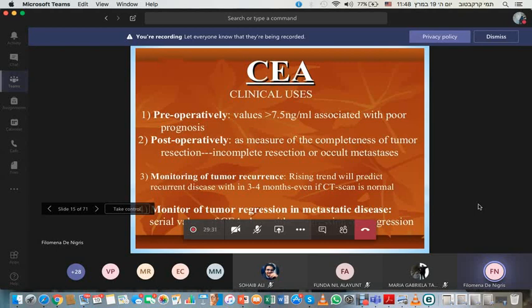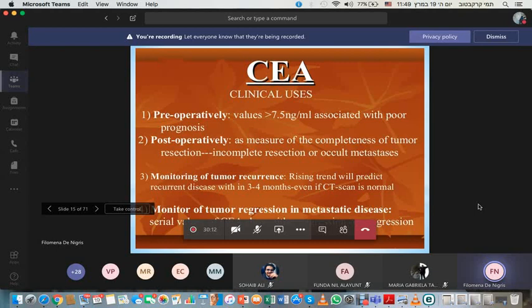CEA we can also use to monitor the disease. Before surgery, we can observe this increase of CEA associated with a poor prognosis. After the surgery, we can ask to monitor CEA again, for example for colon carcinoma, and check if it is increased again. That means that some tumor cells are already present or the tumor has spread.